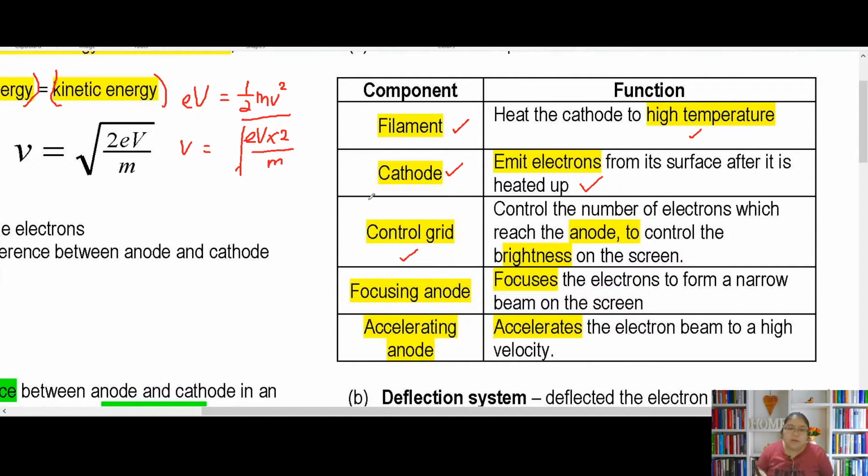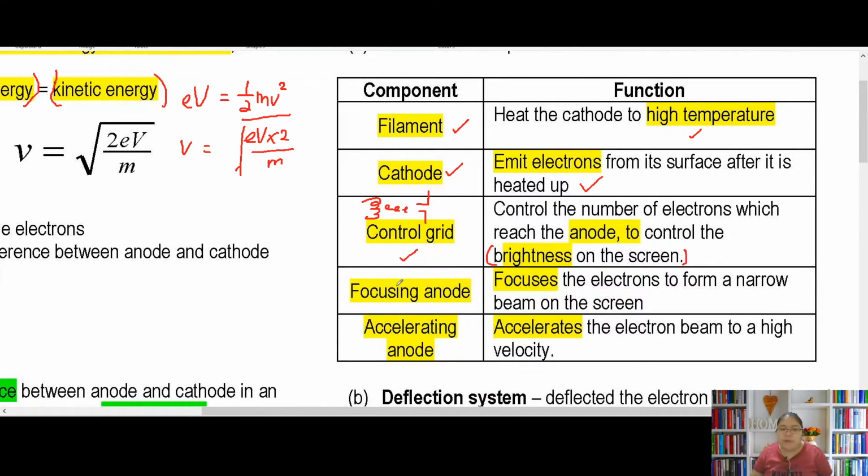So this one is a filament. The electron will come out, is it? This one is the anode. So that means the control grid can control the number of electrons that reach the anode. In conclusion, we can say they control the brightness. If more electrons can go, that means brighter. If more electrons are stopped, the brightness will be lost, which means the screen will show dim.